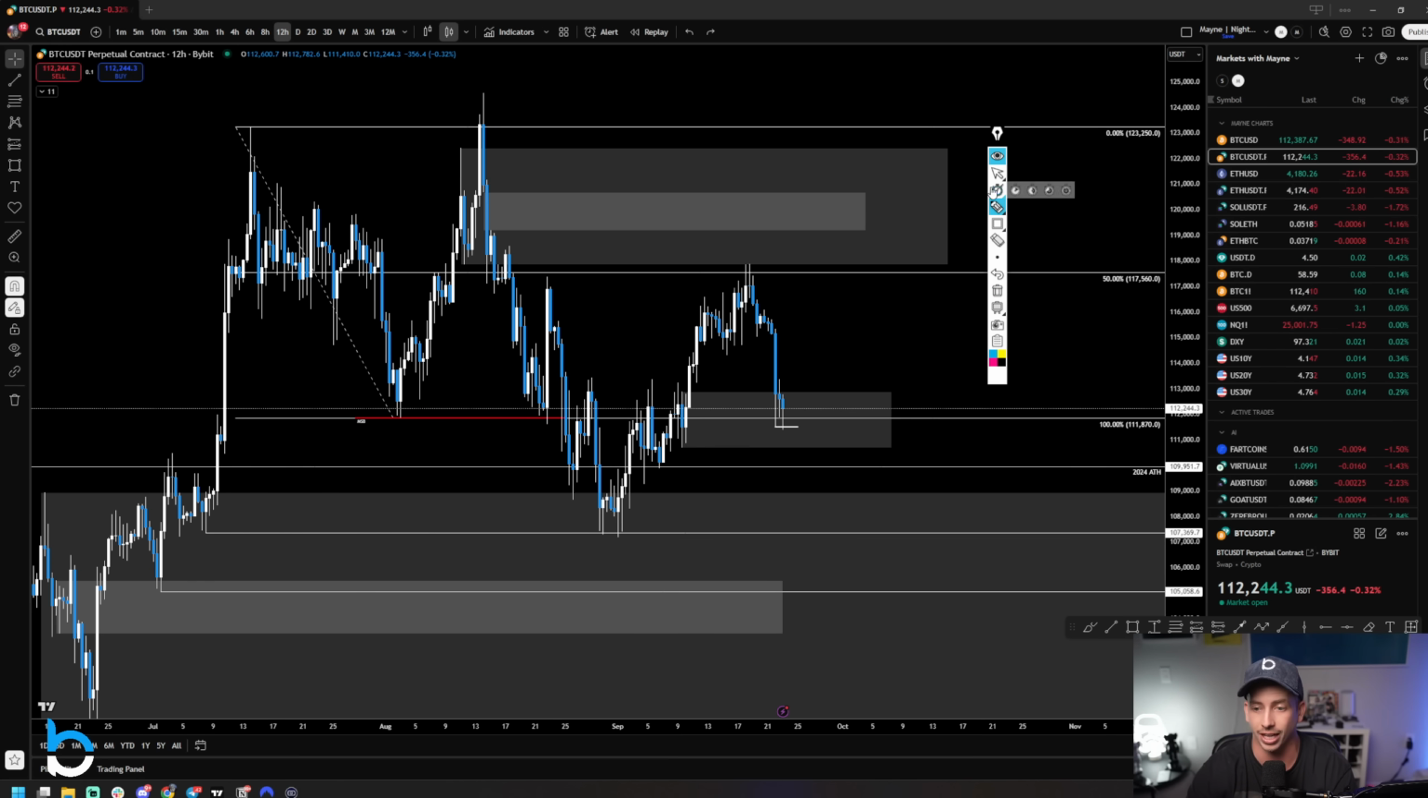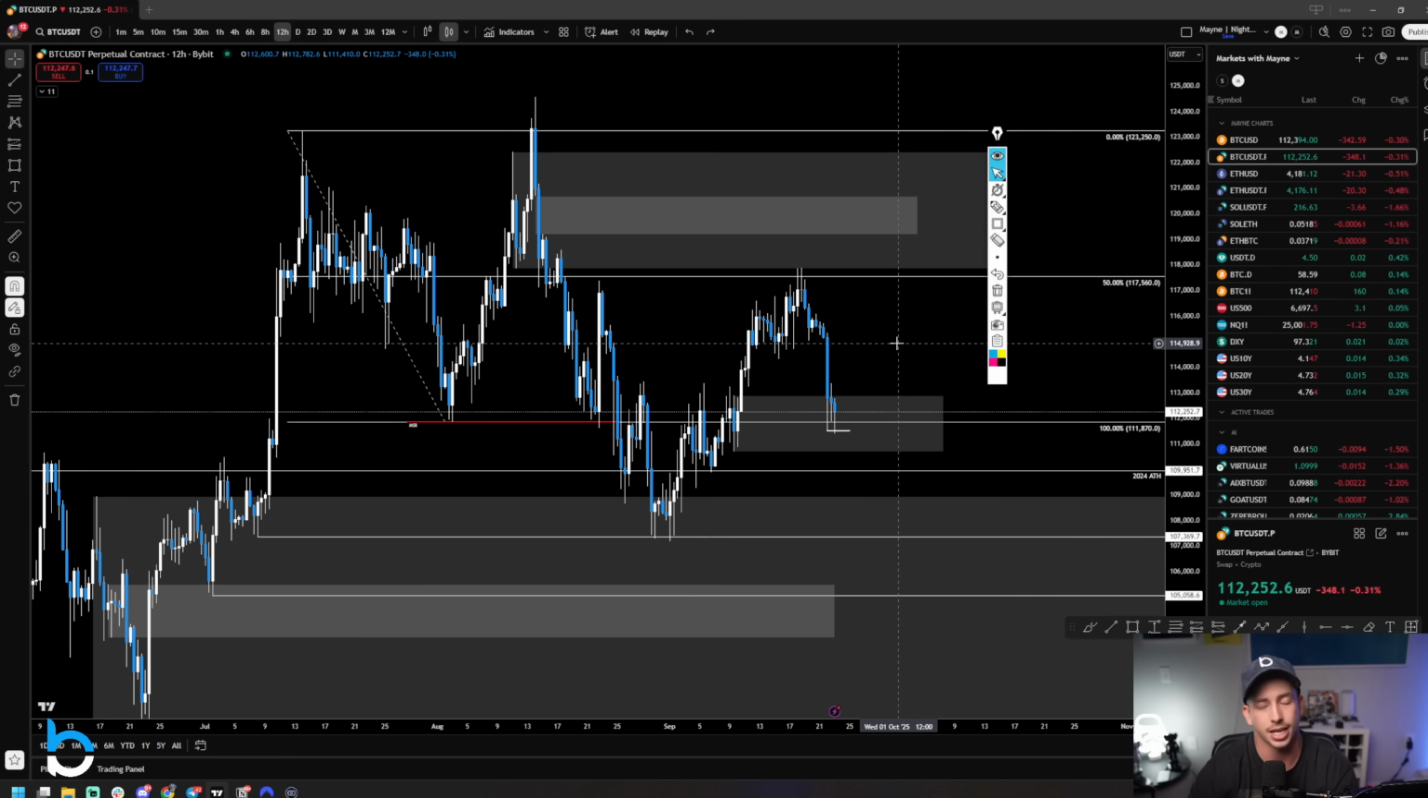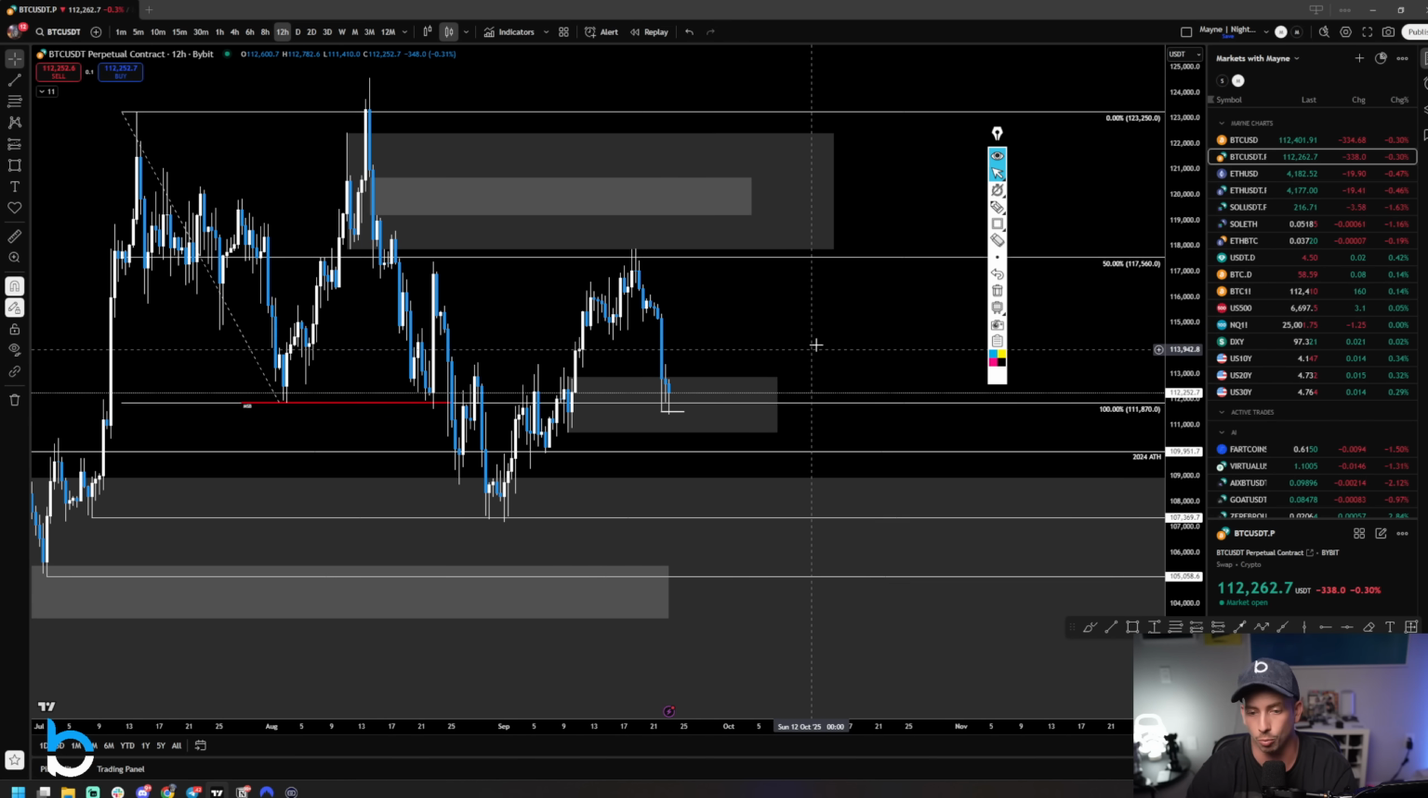So that's effectively the setup I'm in. It's risky, it's counter trend, but I'm willing to take it. Stops below here, entry is here. I mean, this is better than my entry. I'm in from around 112,350 or something like that.